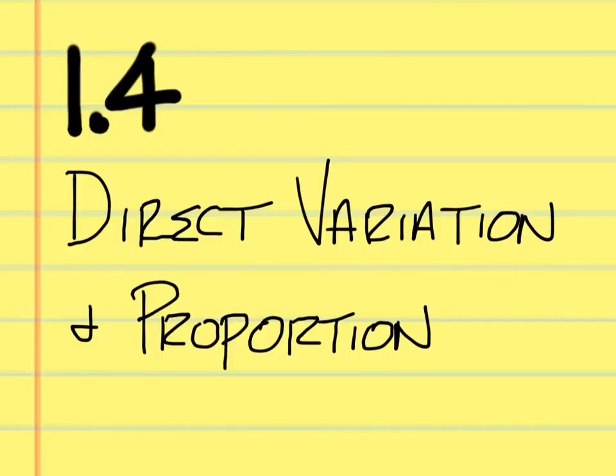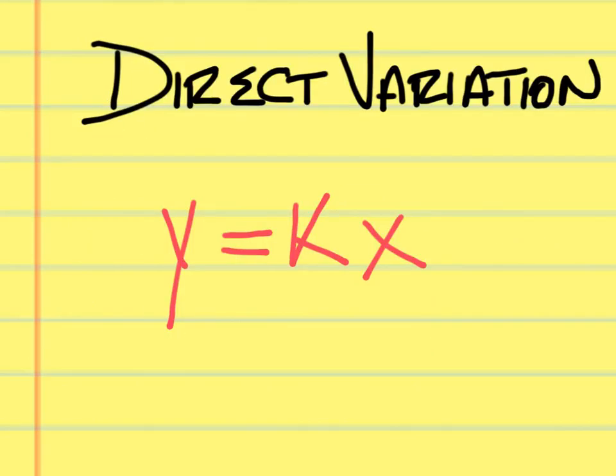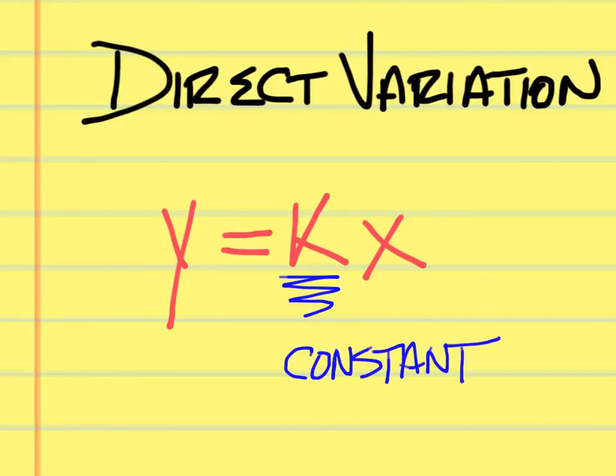Today's objective is direct variation and proportion. Direct variation, you have one equation to learn today, and that is y equals kx. In a direct variation, you have y varying directly as x, but this k is a constant. And sometimes you have to solve for that constant so you can create an equation that you can use to solve what you need to solve for.